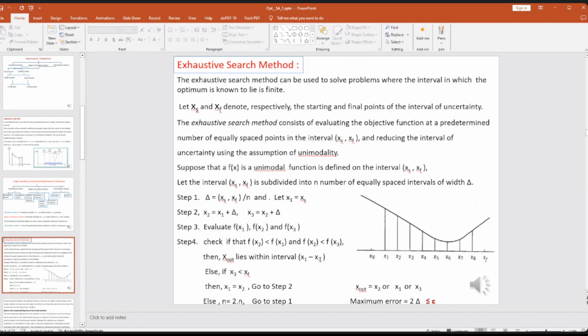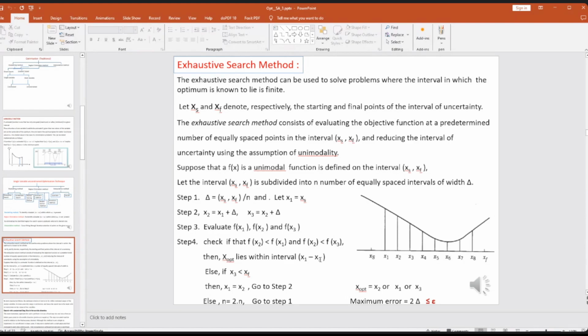Now you can say ultimately we have to place only one solution. What solution do we place? You can write x1 as minima, you can write x3 as minima, you can write (x1 plus x3) by 2 as minima. Any point you choose within this interval, your accuracy will not be disturbed, if you can reduce x3 minus x1 up to your accuracy level. Is my point clear or not?